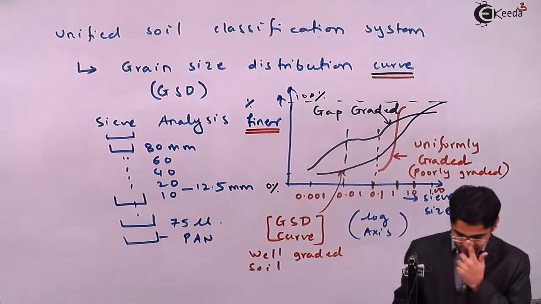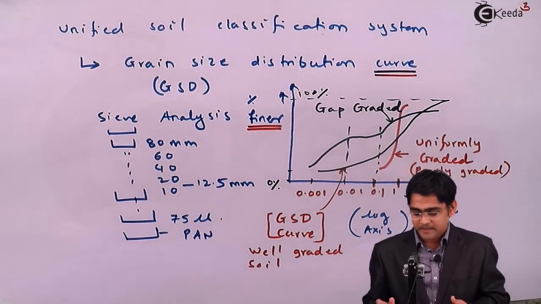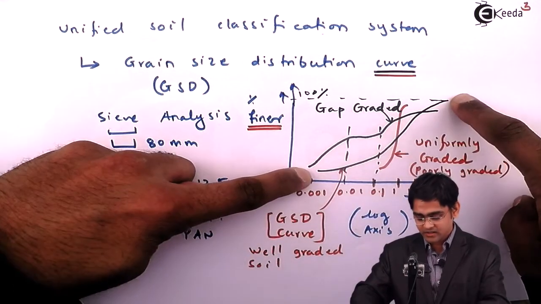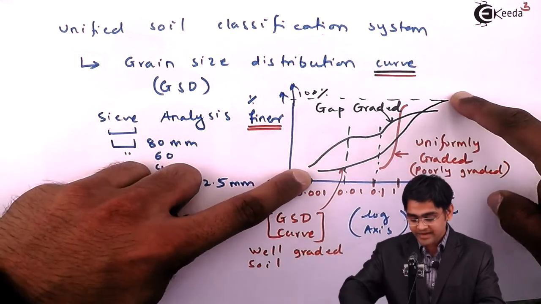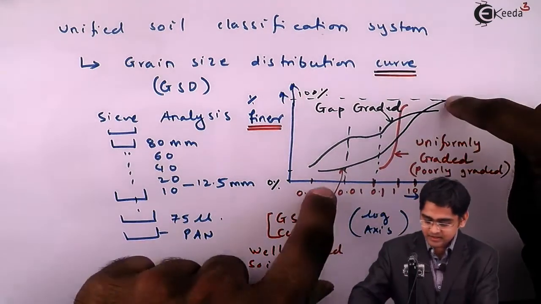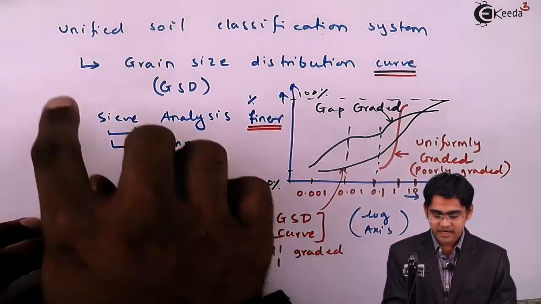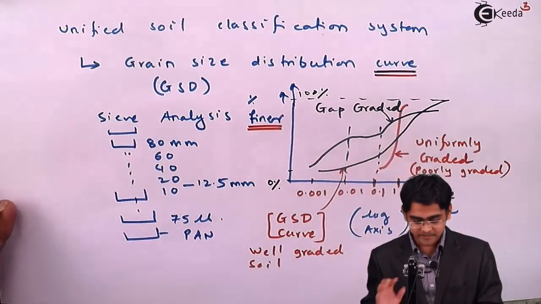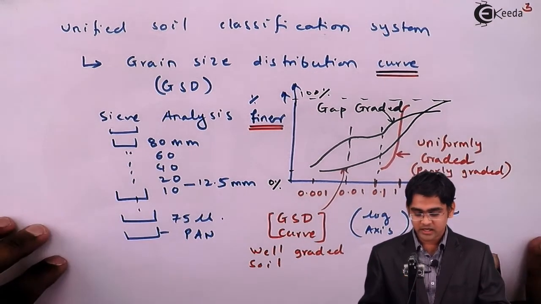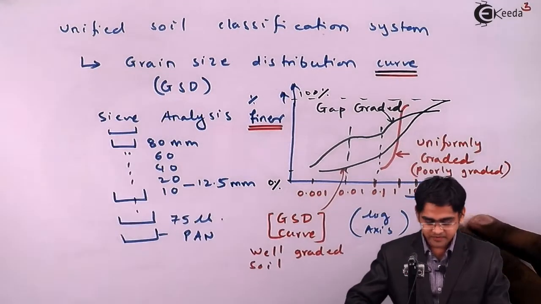So the Unified Soil Classification System has given ranges, depending on the parameter, for when you call the soil well graded or non-uniformly graded, and when you call the soil uniformly graded. This distinction between uniformly graded and non-uniformly graded is given by the Unified Soil Classification System, and they have also given the soil classification based on the particle sizes, and this soil classification is as follows.